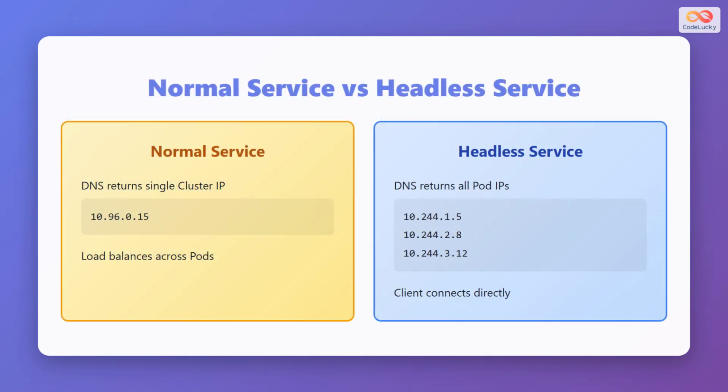Let's compare normal services with headless services. When you query a normal service through DNS, you get back a single cluster IP address, like 10.96.0.15. The service then load balances traffic across all backend pods. With a headless service, DNS returns multiple IP addresses, one for each pod, such as 10.244.1.5, 10.244.2.8, and 10.244.3.12. The client application connects directly to the pod of its choice, without any intermediary load balancing.